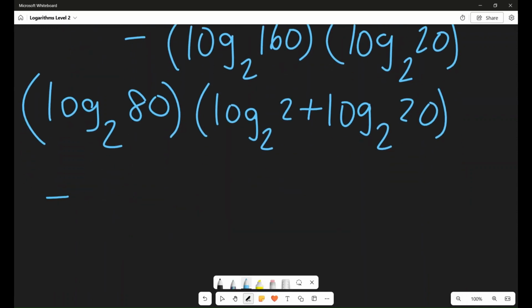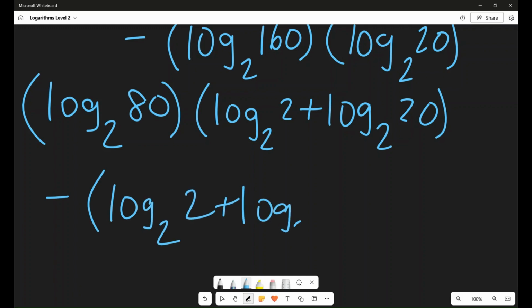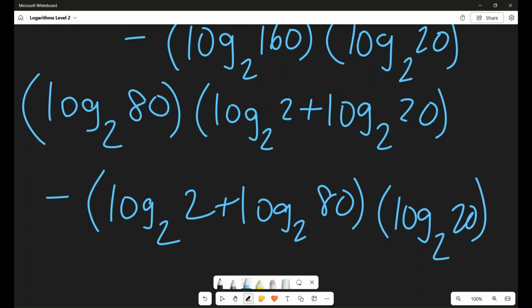With the same idea, here we can write log base 2 of 160 as log base 2 of 2 plus log base 2 of 80. And then we can multiply it by log base 2 of 20.